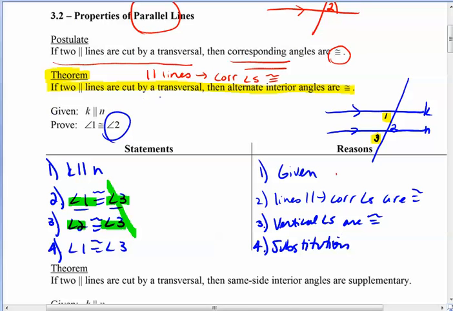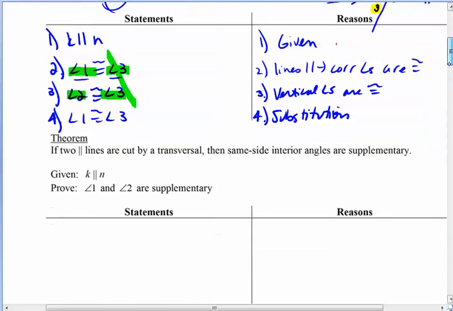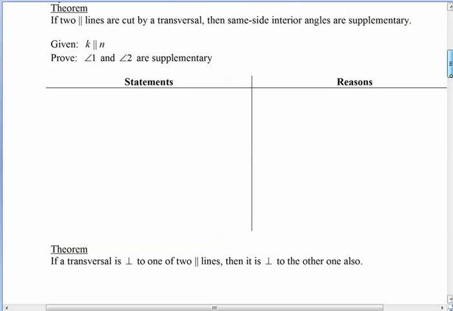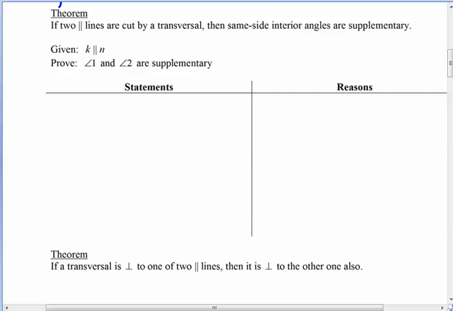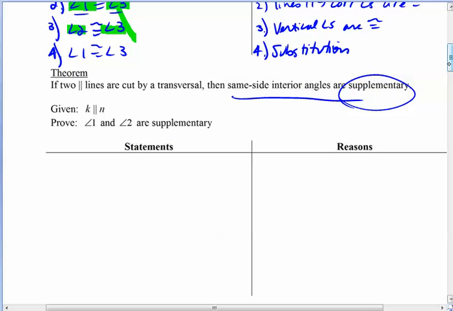So our new reason, okay, we've got parallel lines. If parallel lines, then alternate interior angles are congruent. 2 down, 2 to go. All right, next, if two parallel lines are cut by a transversal, then same side interior angles are supplementary. Supplementary, so not congruent.